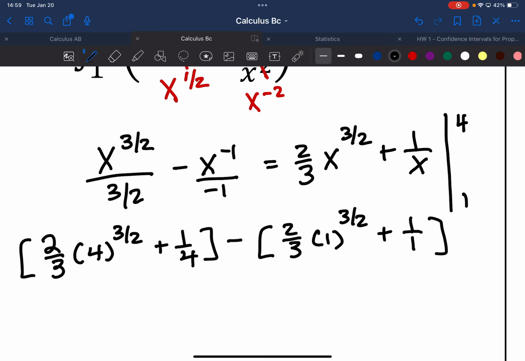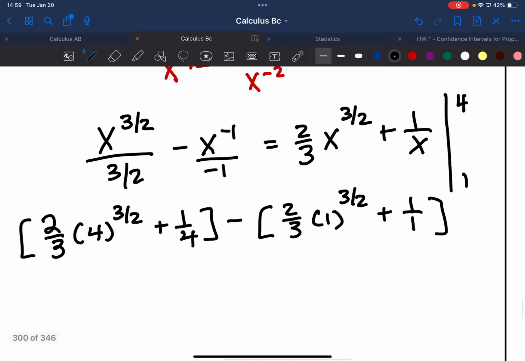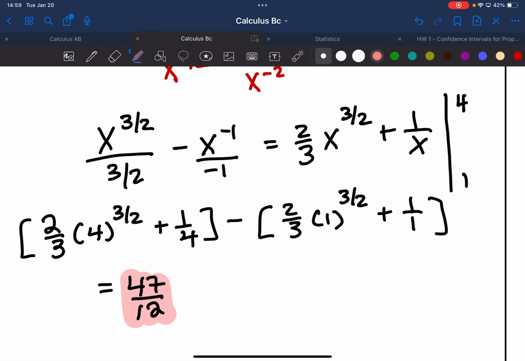Okay, again, FRQ, you would leave it as is. If not, you'd have to do some algebra here. And since we're going to be going on to the next notes, I'm just going to give you the answer. It should be 47 over 12. What I would do on your own time is solve the algebra and see if you can get to the same fraction.